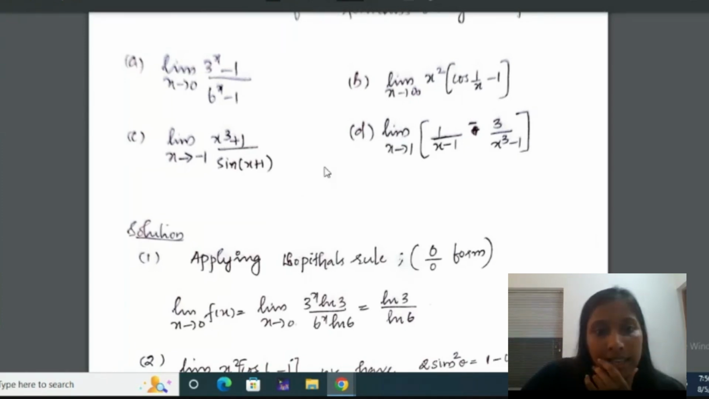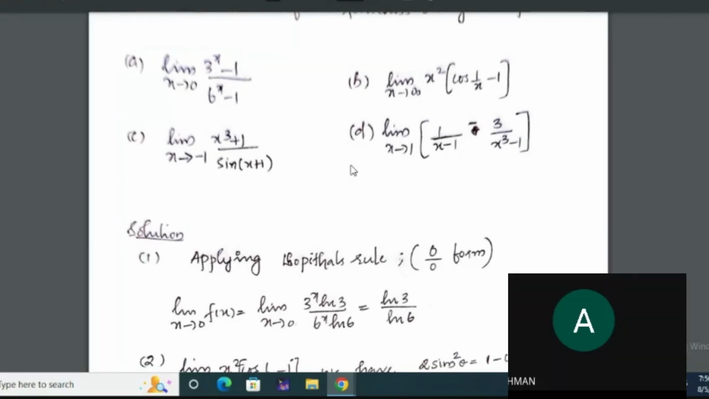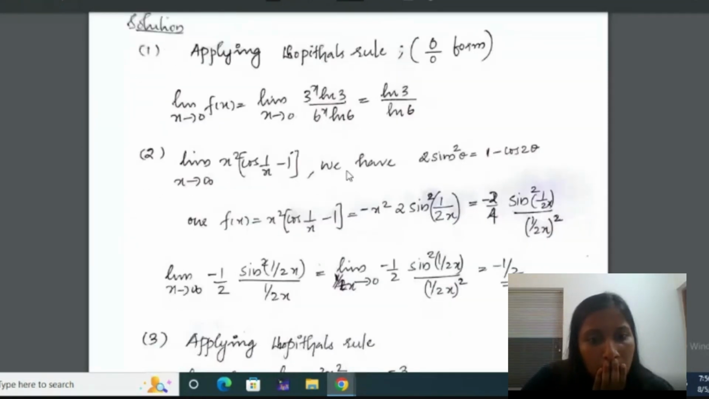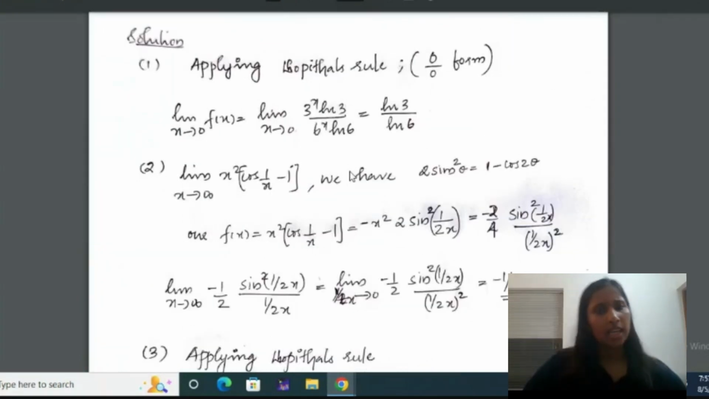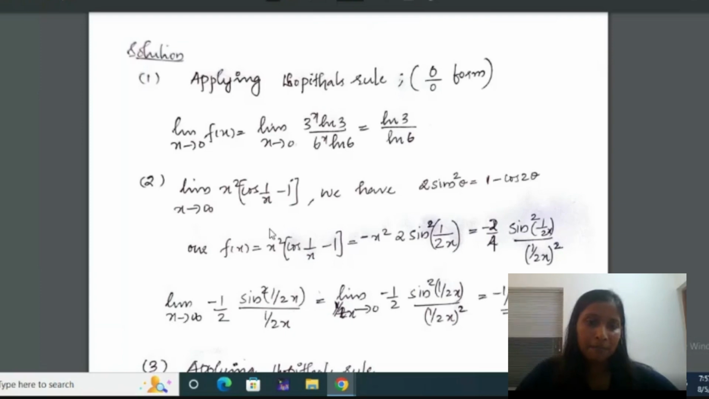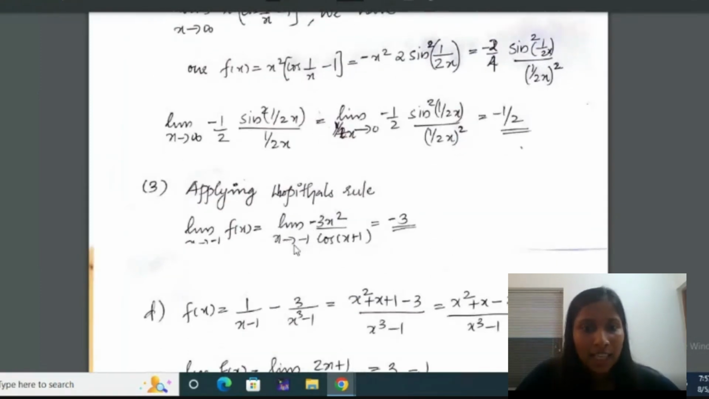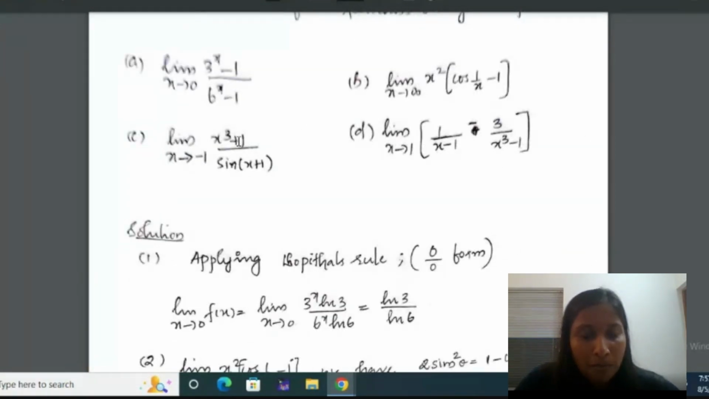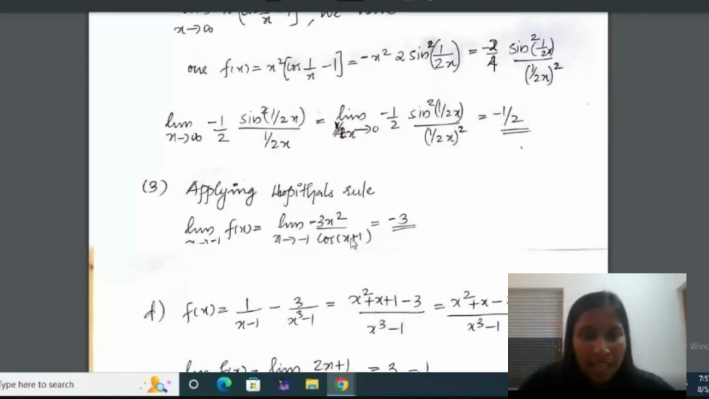Just keep in mind, see, limit x tends to minus 1 x cube plus 1 by sine x plus 1. 3. Minus 3. Calculation mistake. Limit x tends to minus 1 f of x will be, here it will be of the form 0 by 0. So we are just taking the straight derivative, 3x square by cos x plus 1. Yeah, it will be 3x square. There is no minus here. So 3 will be the answer.